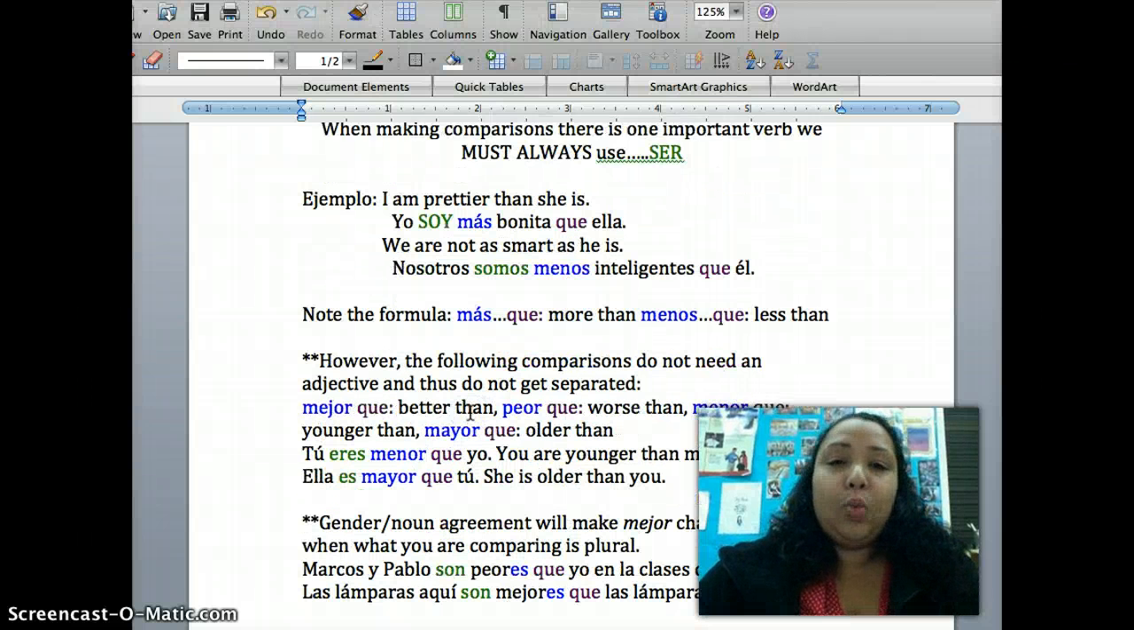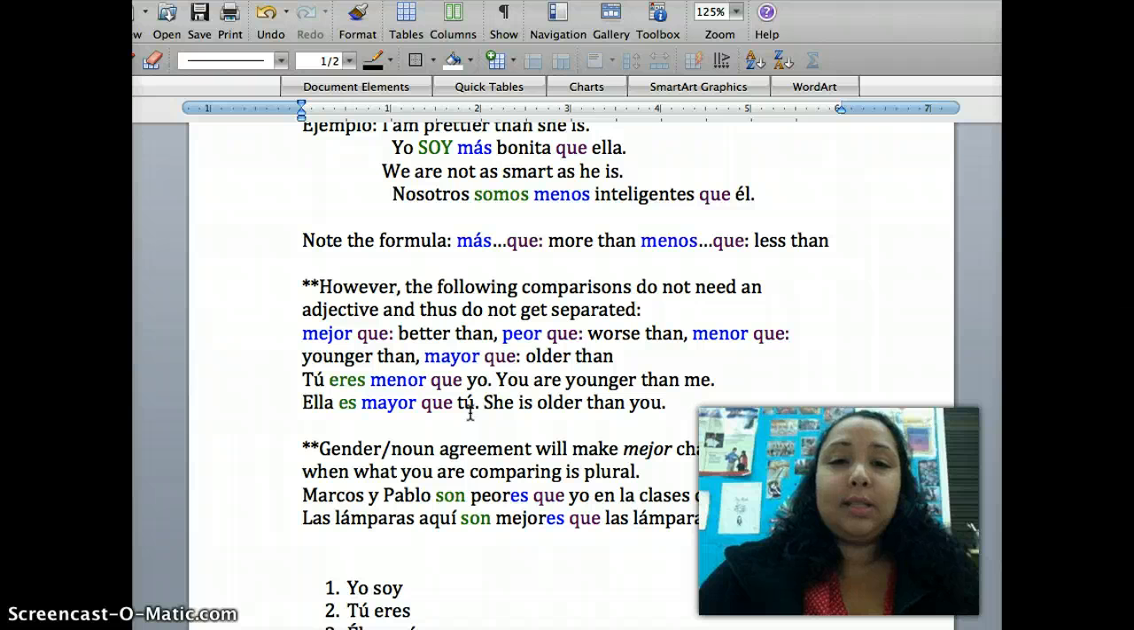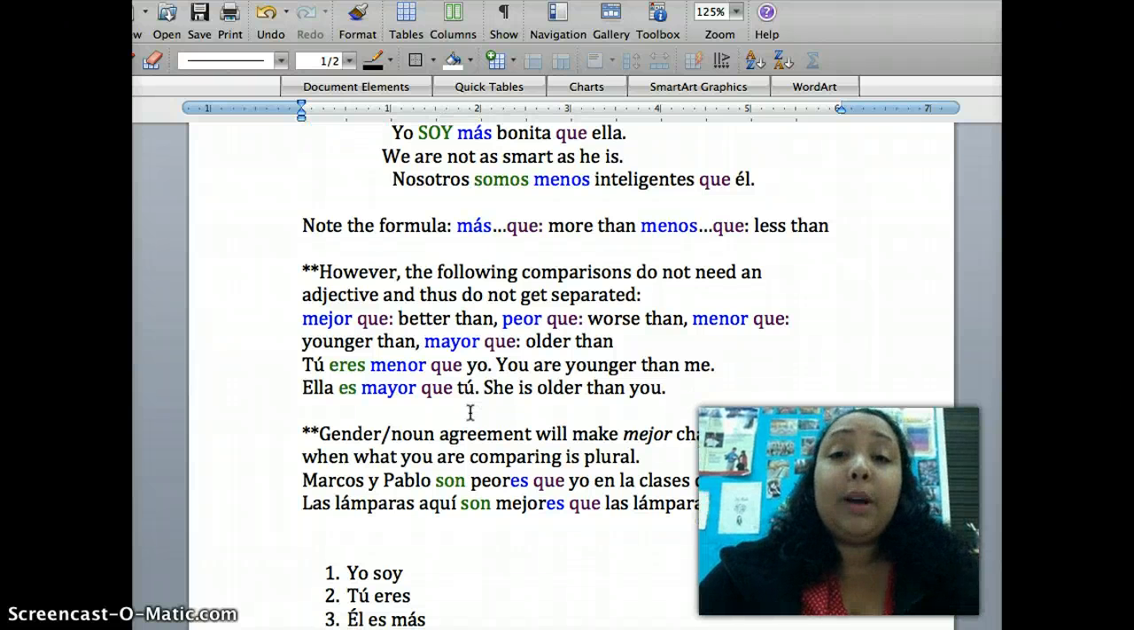However, the following comparisons do not need an adjective and thus do not get separated, okay? Better than, worse than, younger than, older than. Tú eres menor que yo. You're younger than me. Ella es mayor que tú. She's older than you. Again, the verb ser. You cannot do this without ser.